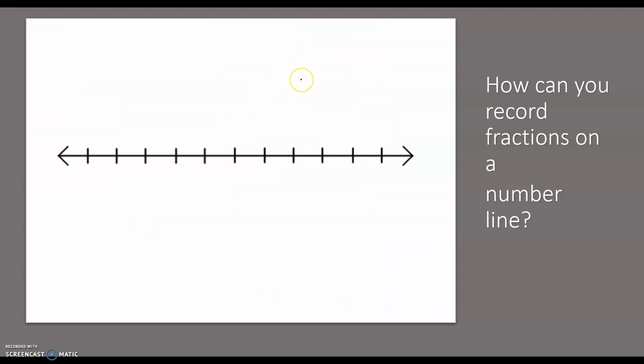Your lesson essential question is how can you record fractions on a number line? So we're going to be using a number line to make equal parts.